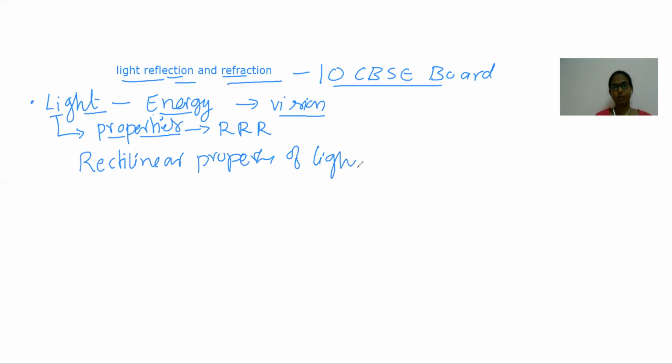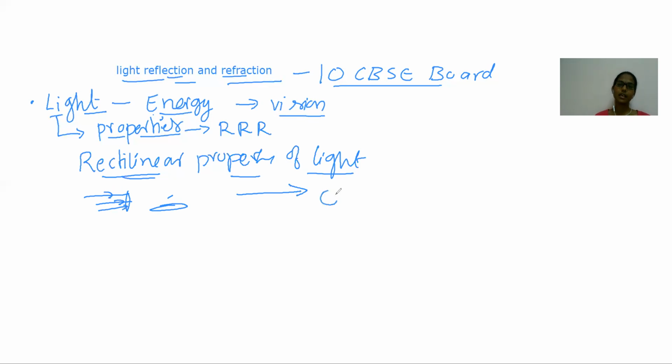What is the rectilinear property of light? In nature, in day-to-day life, we can see shadows. All the shadows are because of this rectilinear property of light. Any light ray falling on an opaque object gives a dark shadow. That means light propagates in the form of a straight line path. This is the rectilinear property of light.